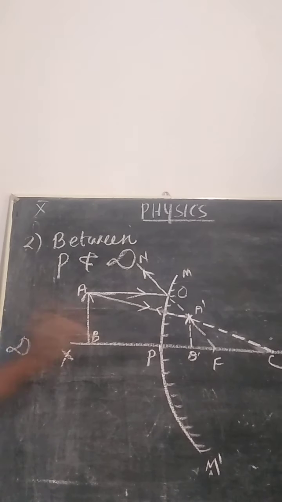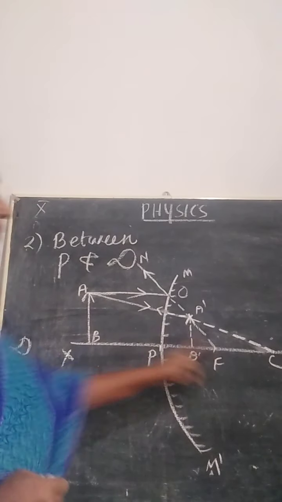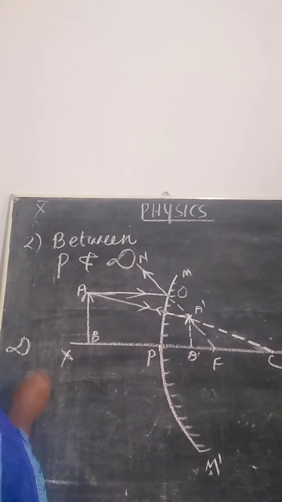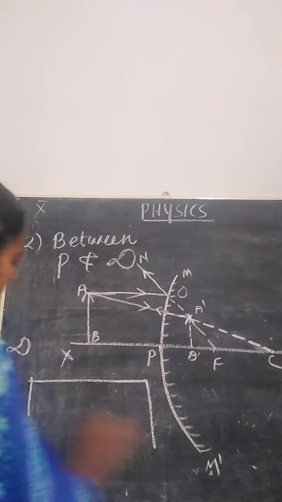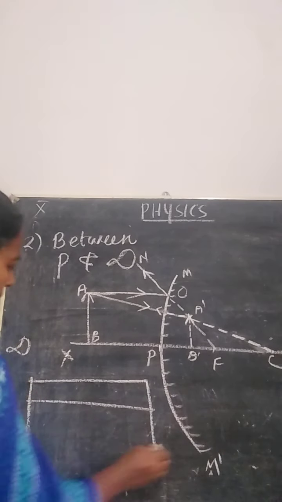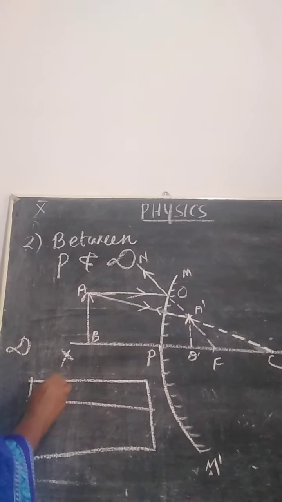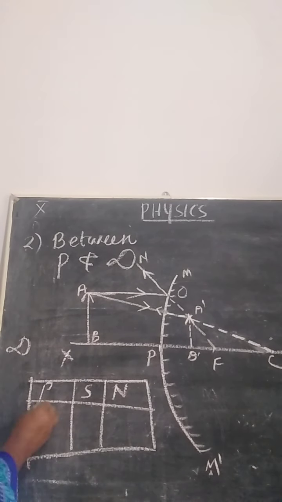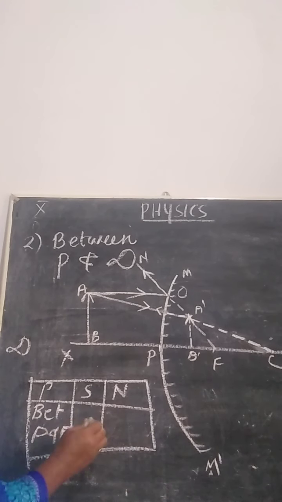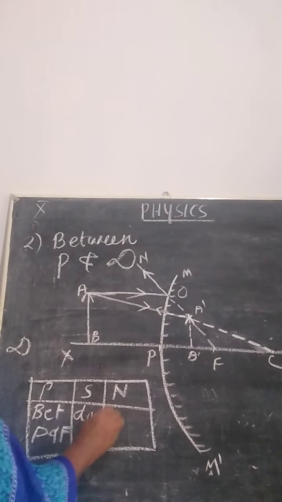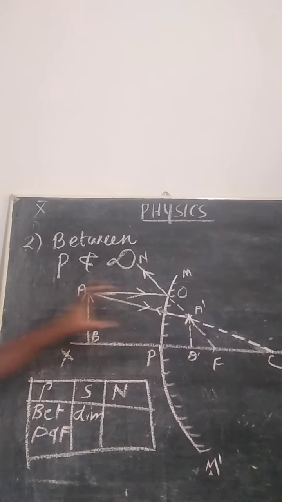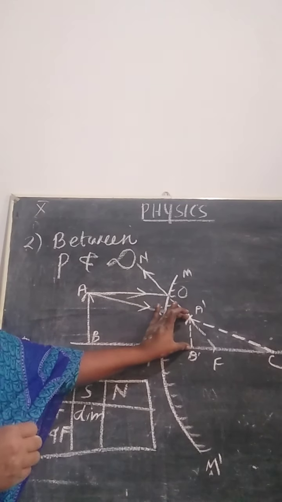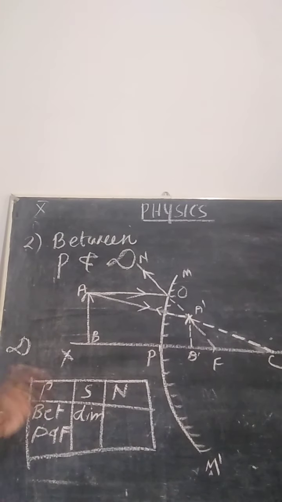That image is formed between P and F of the mirror. Clear? So let me conclude the image formation by using its characteristics: position, size and nature. What is the position of the image formed? Between P and F. And what is the size? Diminished. It is smaller than the object. This is my object, but this is the size of my image. So the image is definitely smaller than the object. That is why I am writing dim here.